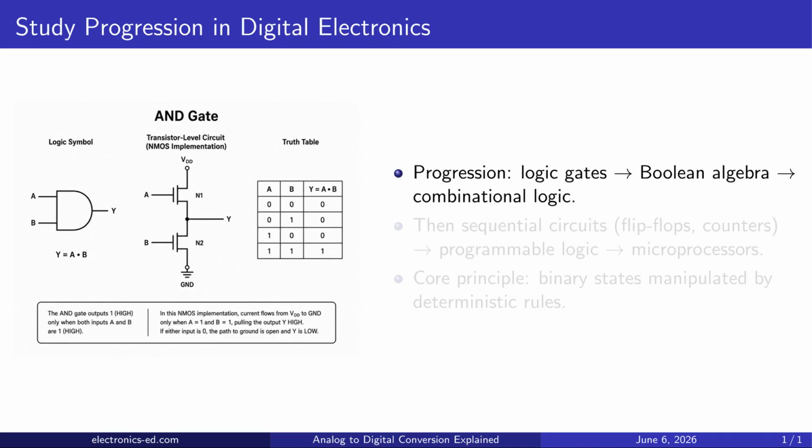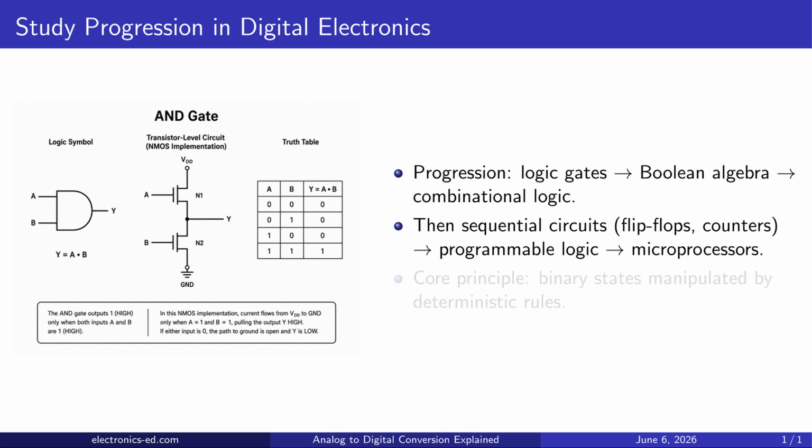A typical study progression starts with logic gates, then Boolean algebra, then combinational logic circuits. After that, you move to sequential circuits like flip-flops and counters, then programmable logic, and finally microprocessors. The core principle throughout is that binary states are manipulated by deterministic, rule-based operations.